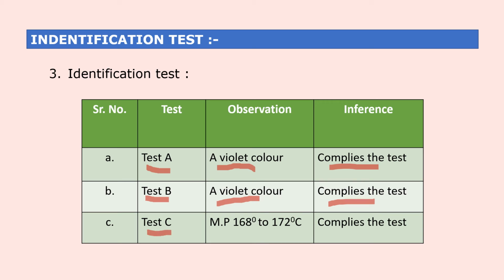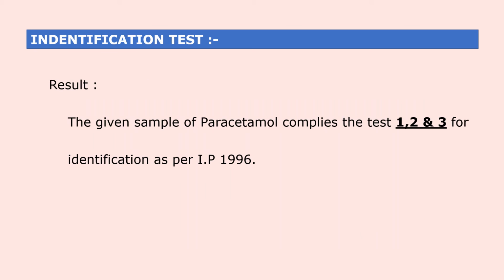When I determine the physical constant, that is melting point, if it is in the range of 168 to 172 degrees Celsius, then I will write down it complies the test as per Indian Pharmacopoeia. If all these three identification tests have been complied, I will go for the result. In the result I will write down the given sample of paracetamol complies the test 1, 2 and 3 for identification as per IP 1996.